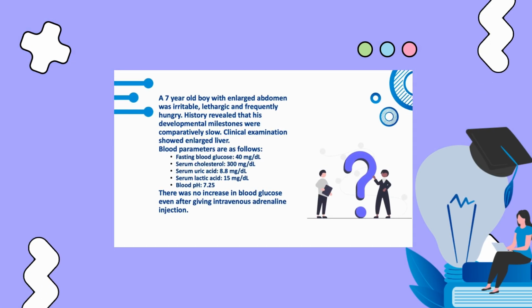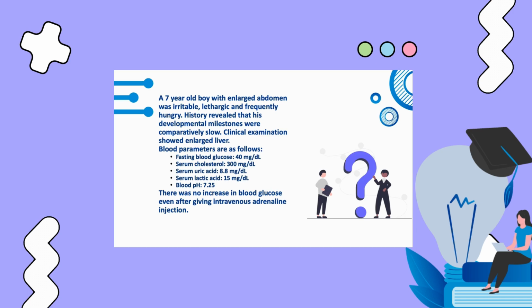Next case, a 7-year-old boy with enlarged abdomen was irritable, lethargic, and frequently hungry. History revealed that his developmental milestones were comparatively slow. Clinical examination showed enlarged liver.